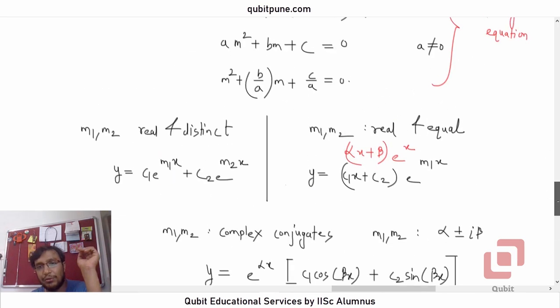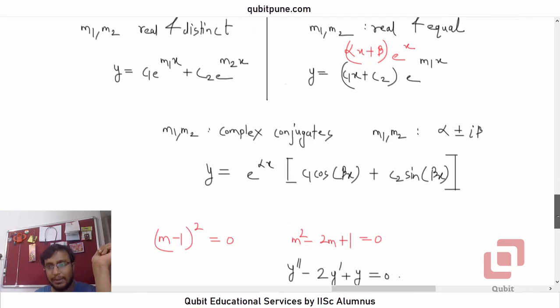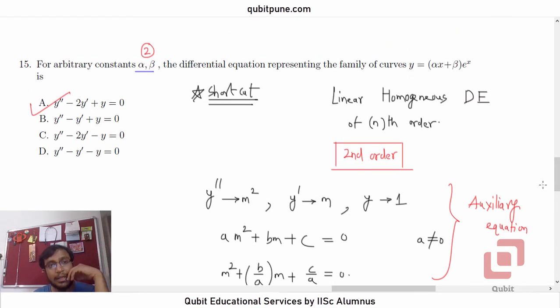Okay, so y double prime minus 2y prime plus y equal to 0. That's our solution. So that's option A. Now let's figure out what could be the general solutions of options B, C and D.